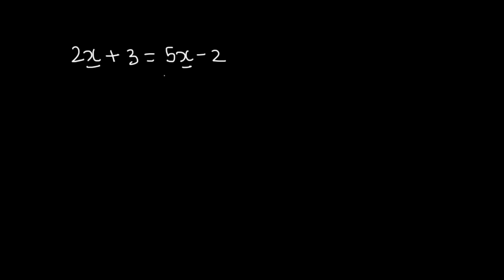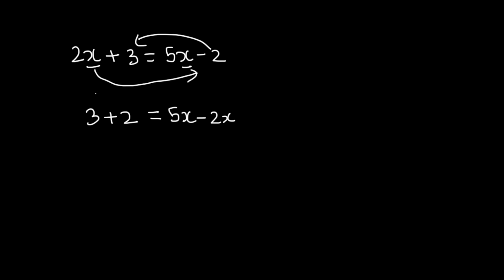So now here I am going to transpose 2x to the right hand side and minus 2 to the left hand side. So the minus 2 will become plus, so 3 plus 2 is equal to 5x. Our 2x is plus, so it will become minus, so minus 2x. But note that I am not only moving the 2. If I were only moving the 2, it would become division, but I am moving the whole term, so plus 2x becomes minus 2x.